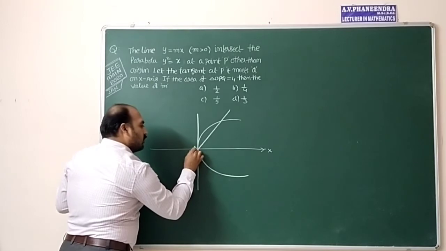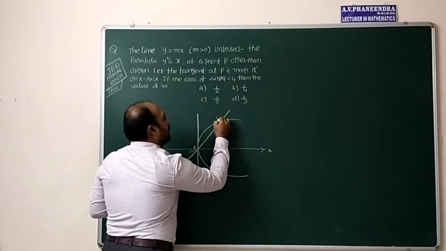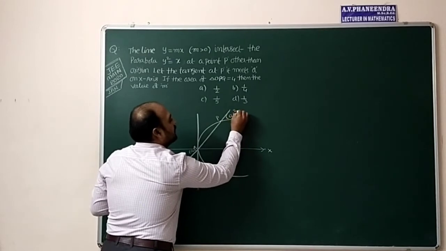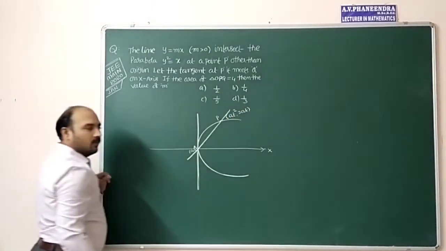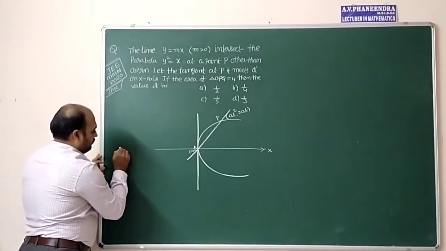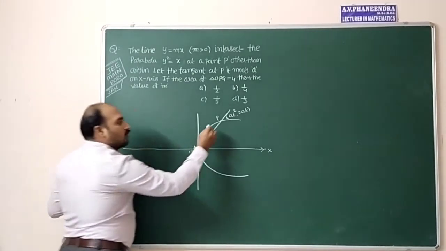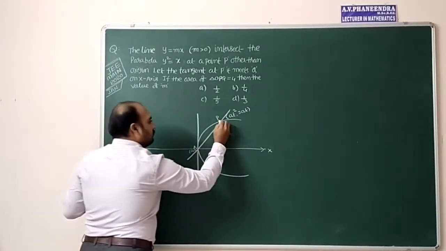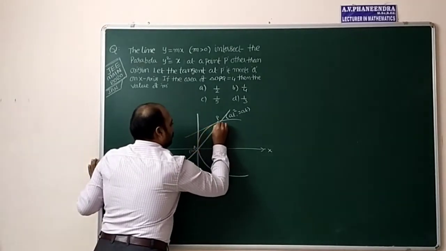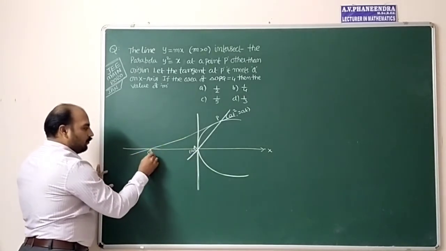O is (0, 0). And you have to assume one point. The point is P, which I am assuming as a parametric point. You have to assume that (at square, 2at) is a parametric point on the parabola. At this point, you have to draw the tangent. So from P, you draw a tangent which meets at point Q.